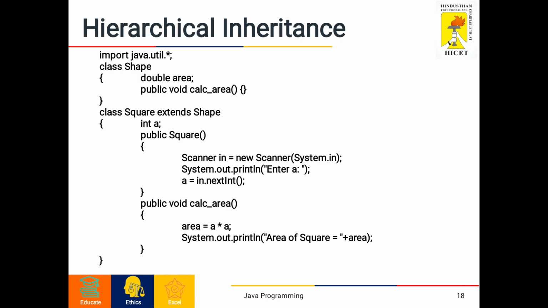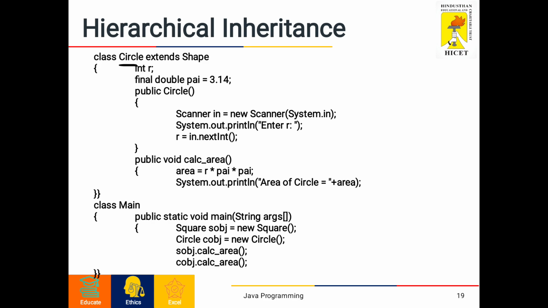The next one is hierarchical inheritance. In hierarchical inheritance, there will be one base class and two or more derived classes. So shape is a base class where we have one data member, area, and a calculate area method. Square is extended from shape. It has a constructor where we get the side value from the user, and the calculate area method calculates the area of the square. Likewise, circle is a class which has been extended from shape. The circle constructor gets the radius value from the user and it calculates the area of the circle.